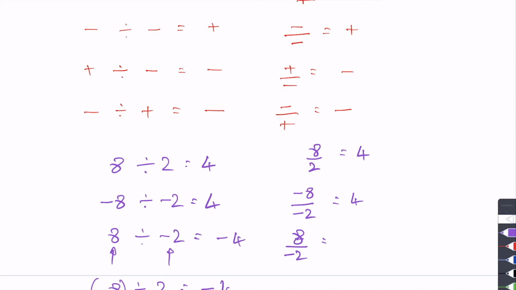If I have 8 over minus 2, I have the minus on the bottom, I have a positive on the top. Positive and negative gives me a negative. 8 divided by 2 is 4. That gives me minus 4. And if I have minus 8 over 2, the negative over a positive, the signs are different. The winner is a negative, once again gives me minus 4.